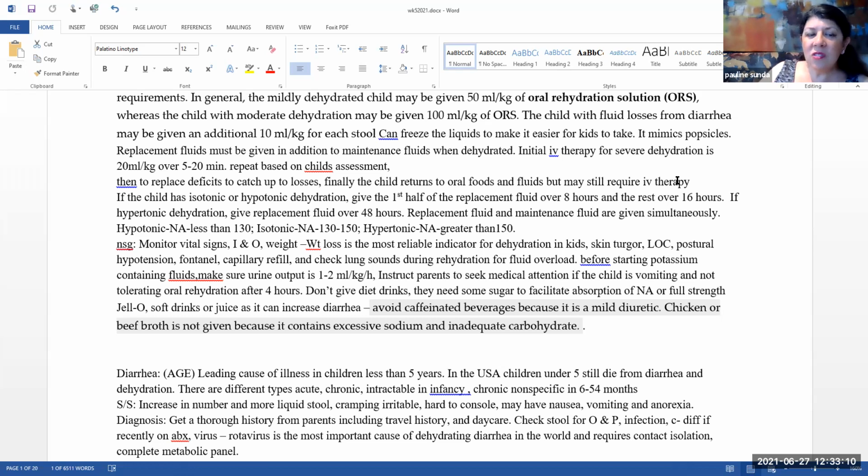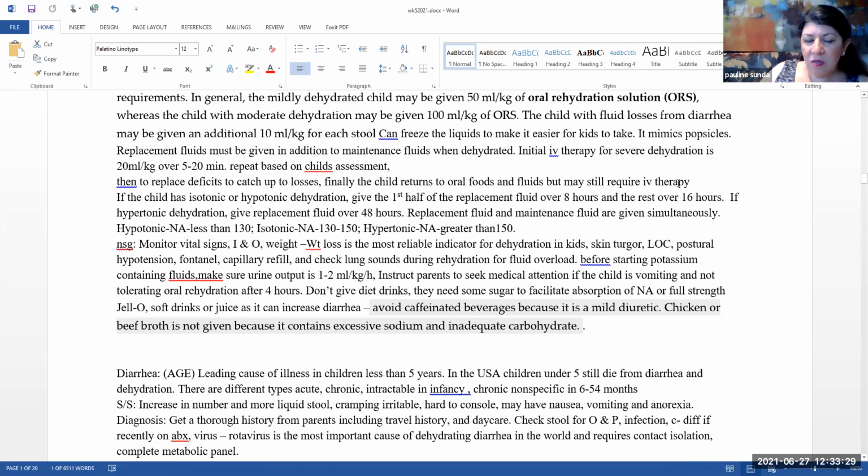In order to diagnose the type of dehydration, we're going to look at the sodium. So hypotonic, the sodium is less than 130. Isotonic, sodium is 130 to 150. And hypertonic, the sodium would be greater than 150.